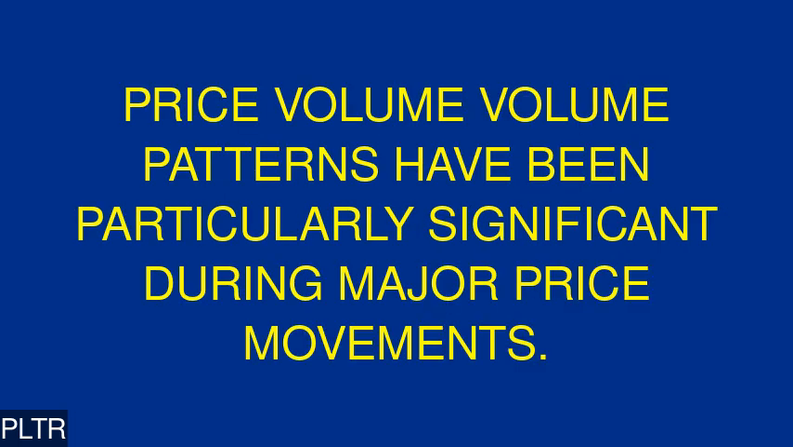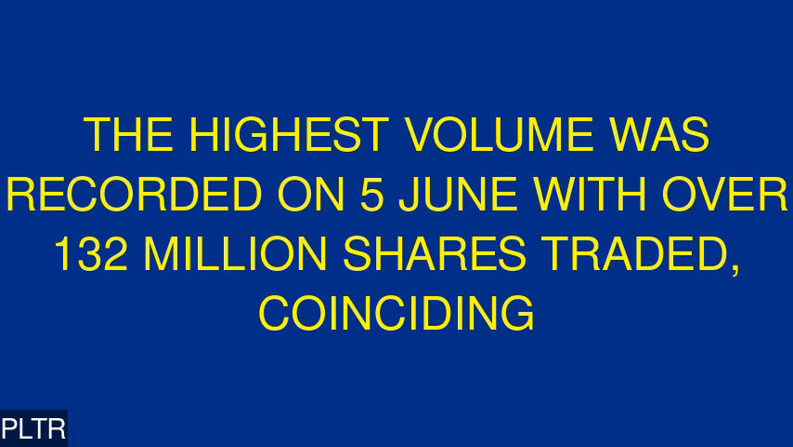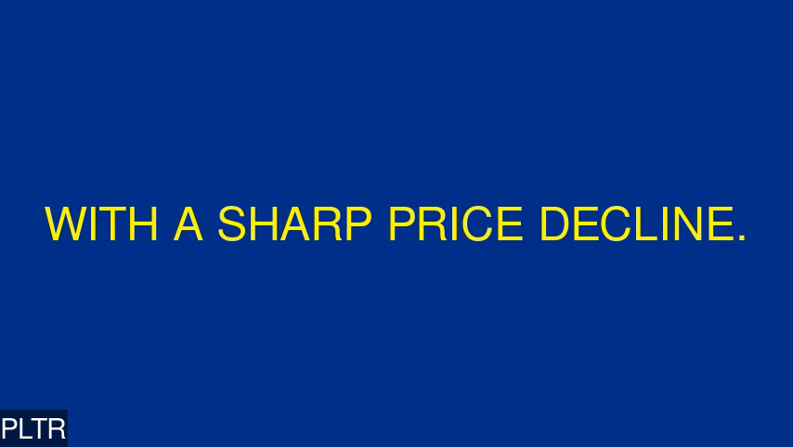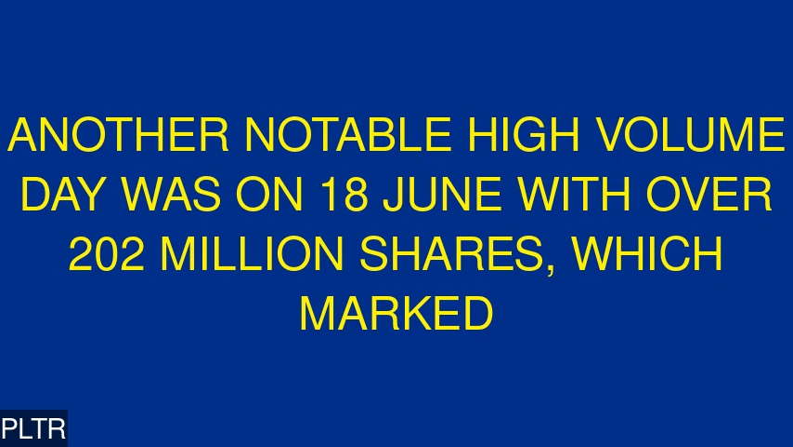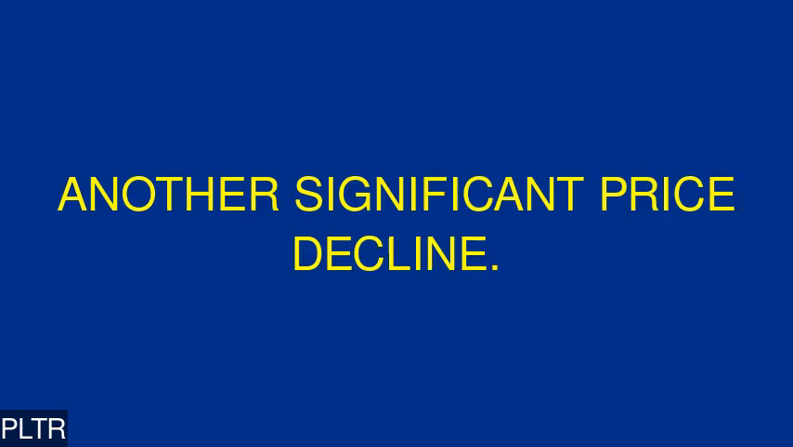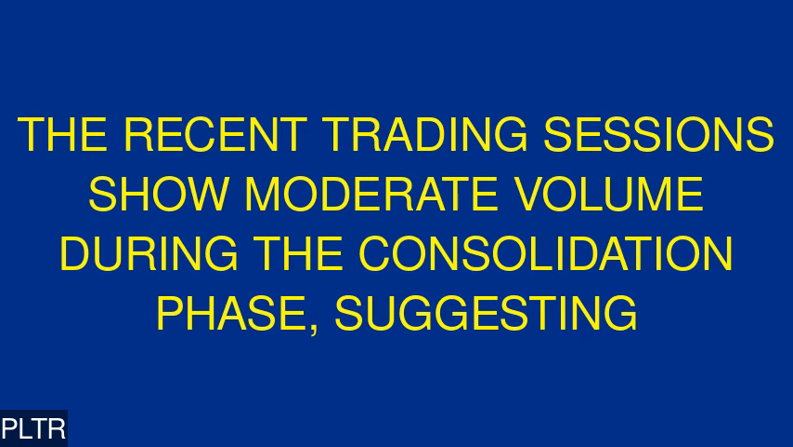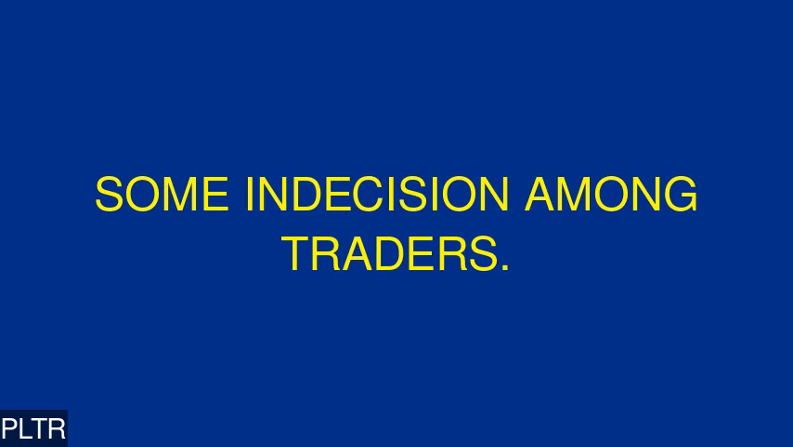Price volume patterns have been particularly significant during major price movements. The highest volume was recorded on the 5th of June with over 132 million shares traded, coinciding with a sharp price decline. Another notable high-volume day was on the 18th of June with over 202 million shares, which marked another significant price decline. The recent trading sessions show moderate volume during the consolidation phase, suggesting some indecision among traders.